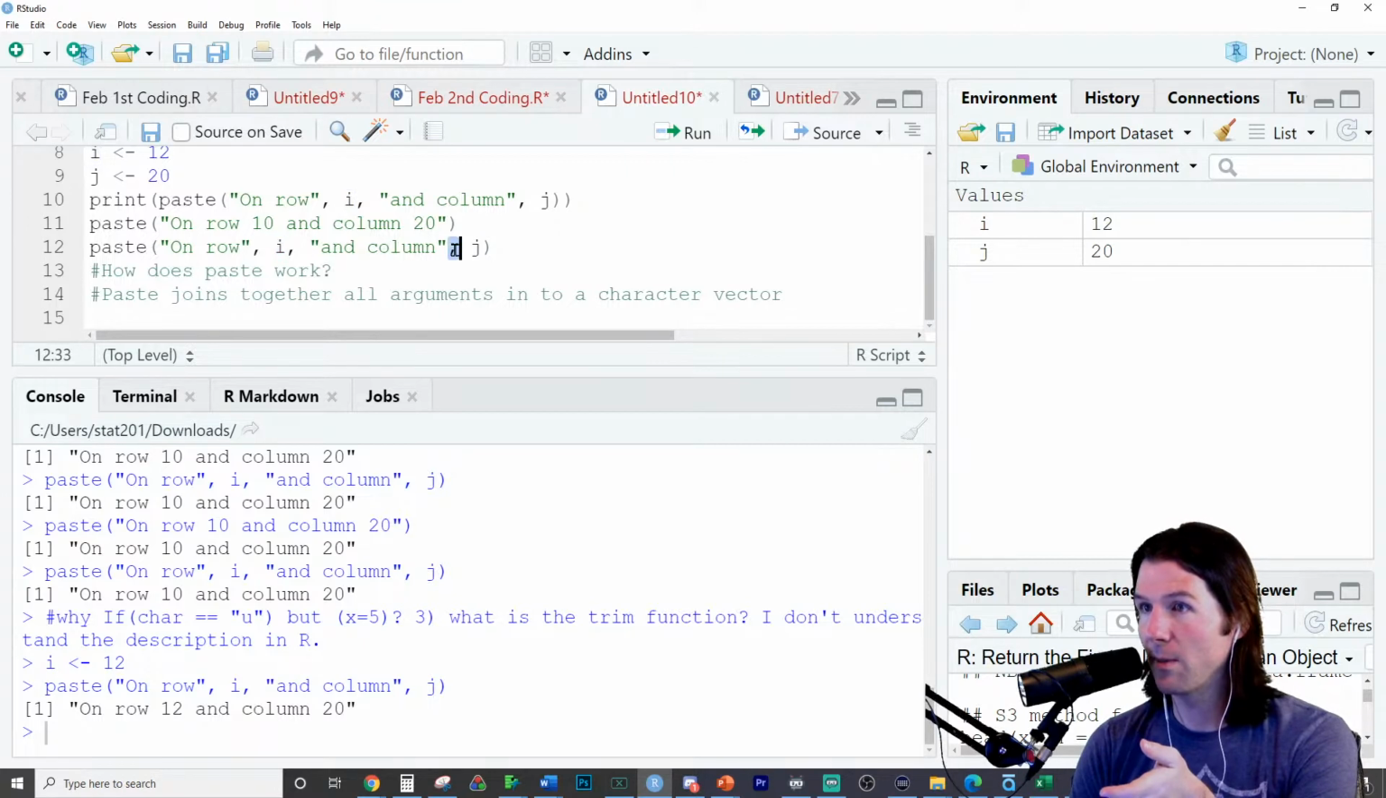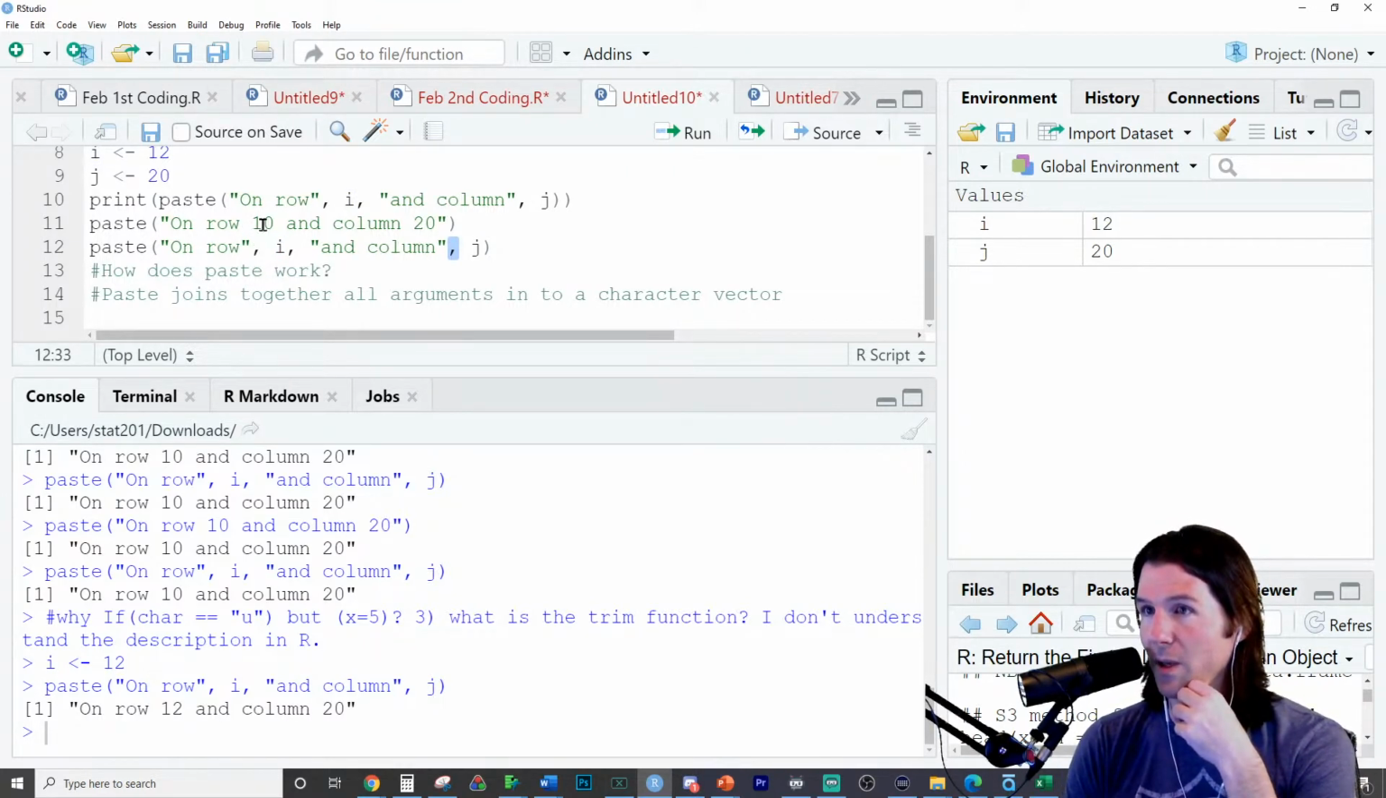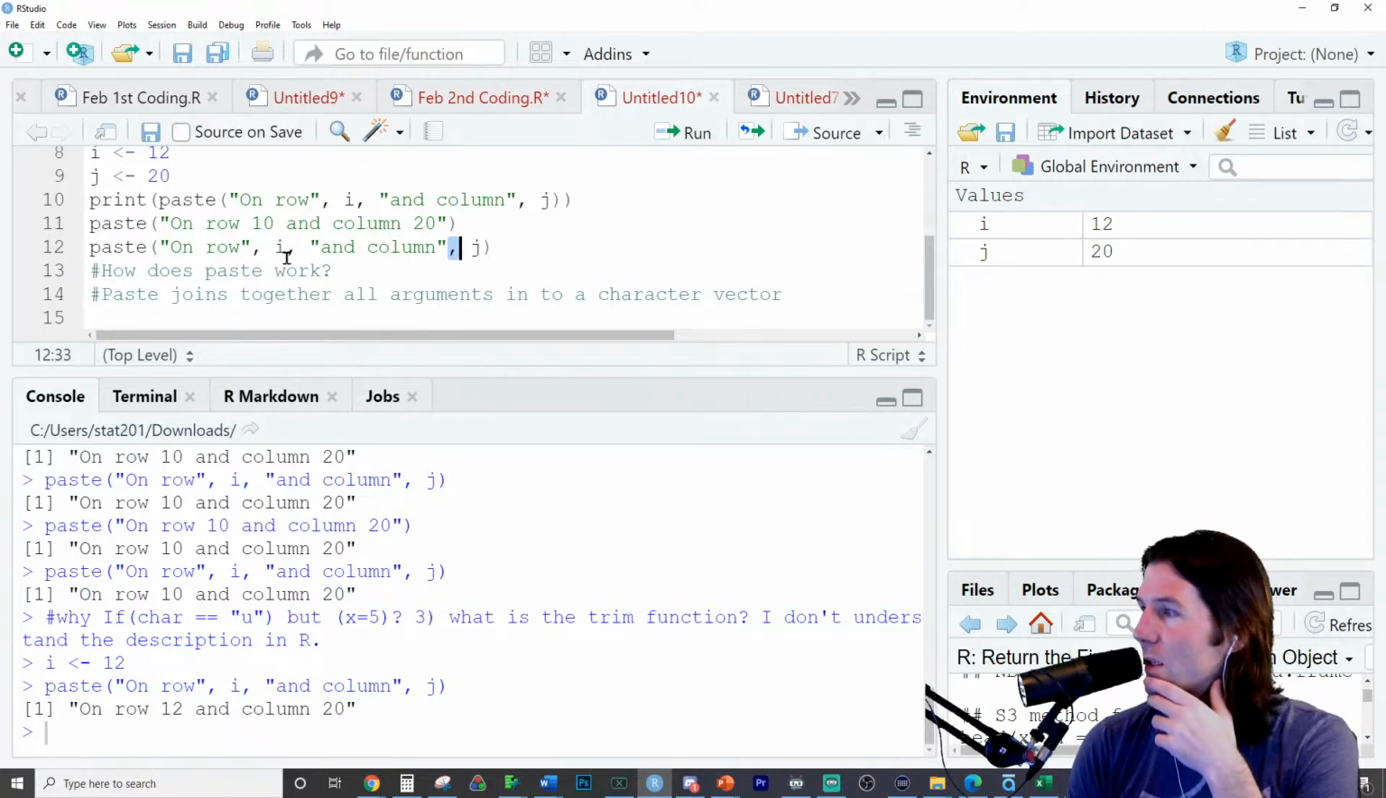So every time you do a comma, you're doing this mainly because you're switching between a character vector being pasted together with an object in the global environment. So hopefully, does that make sense right here? Kayla asked that too.